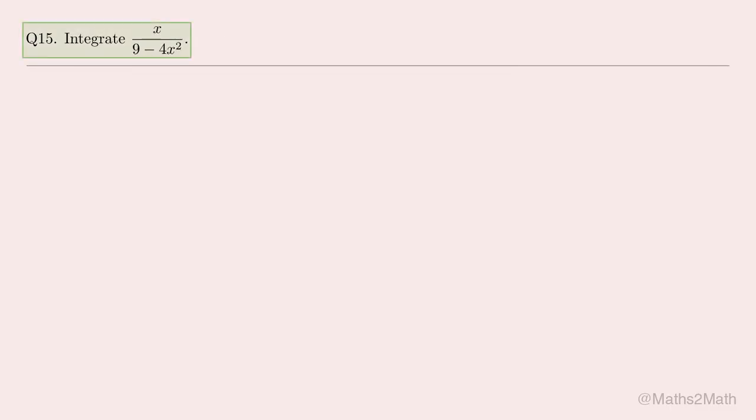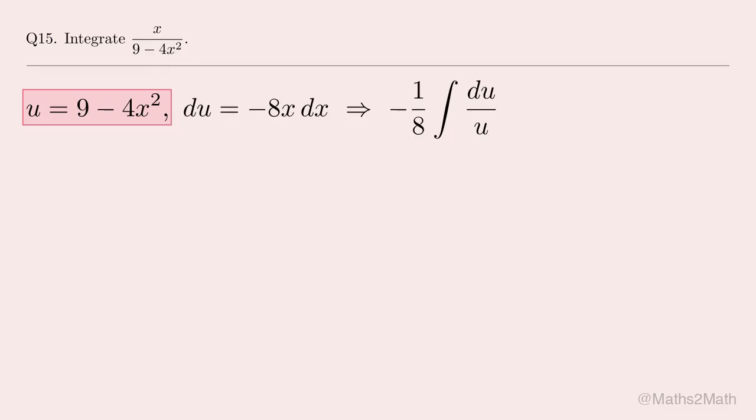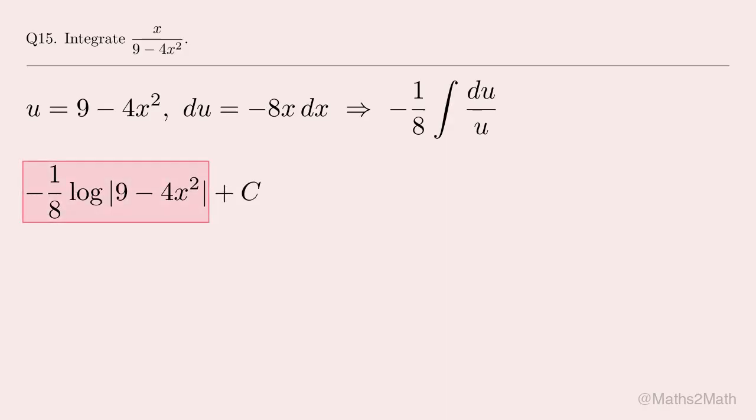Question 15. x above, a quadratic below, the log form after a sign-careful substitution. du carries minus 8x. u equals 9 minus 4x squared. du equals minus 8x dx. The log with the minus 1/8 outside.